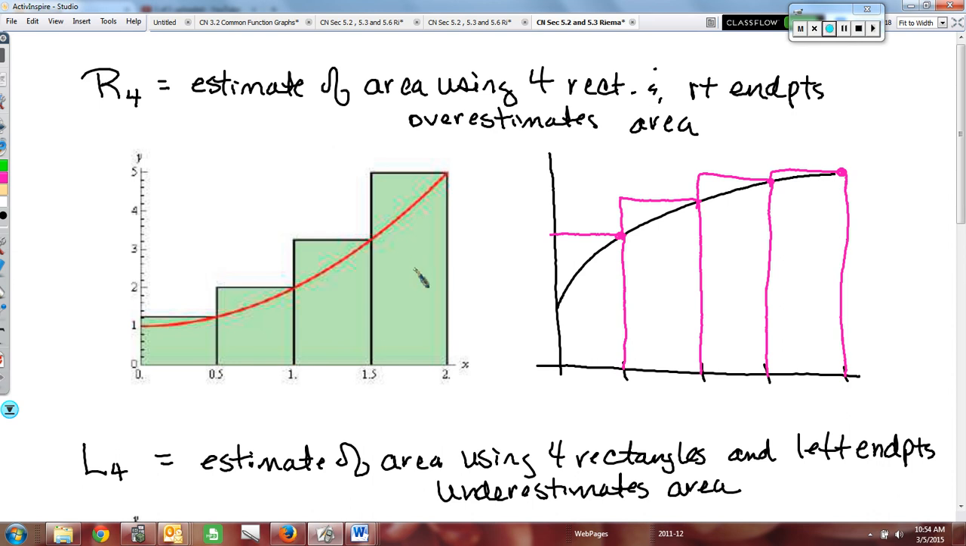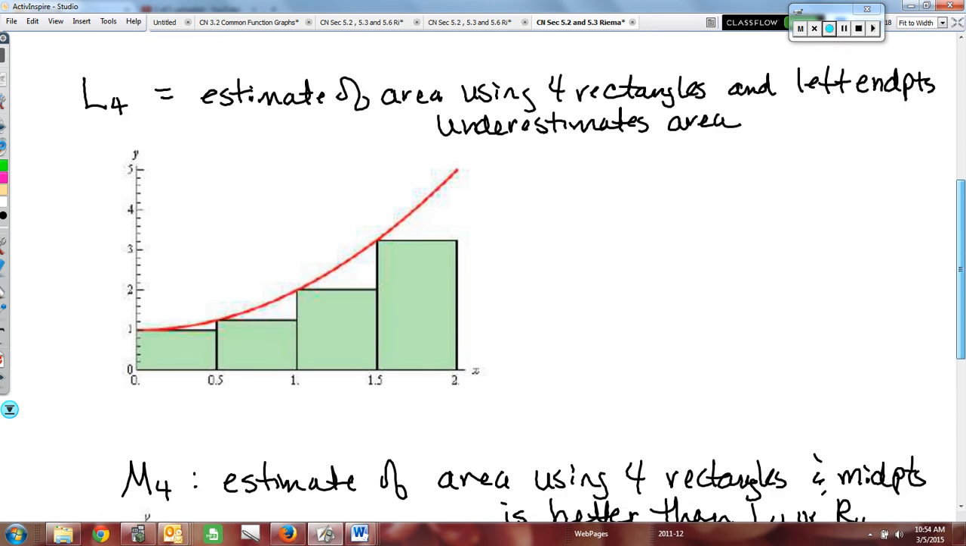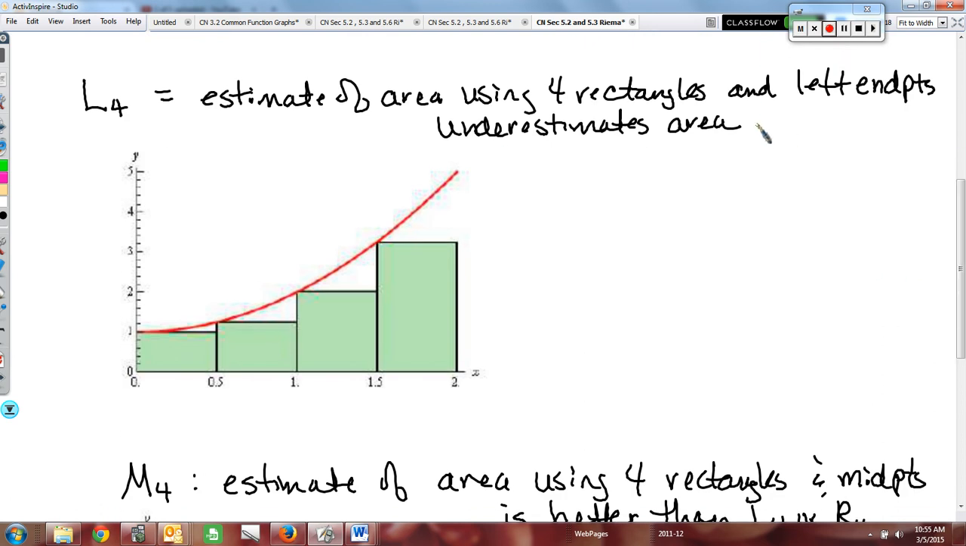So your right estimate, your right sum, is going to overestimate the area when f of x is increasing, which would be when the derivative is greater than 0. Likewise, L4 would underestimate the area when f of x is increasing, or f prime of x is greater than 0. And we don't ever really ask you about when the midpoint over or underestimates. We just know that's a better estimate than what we had.